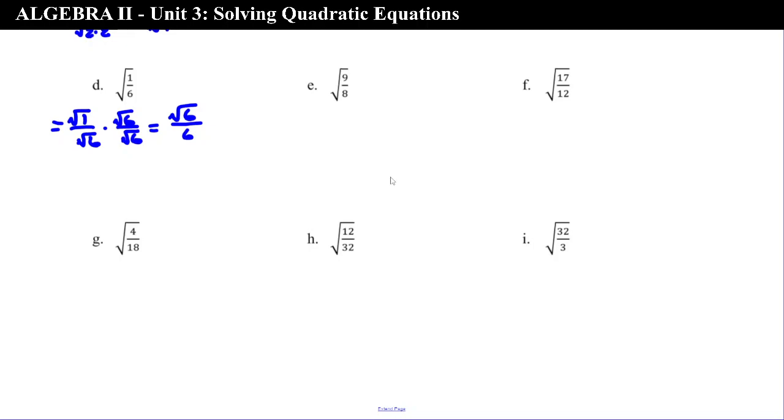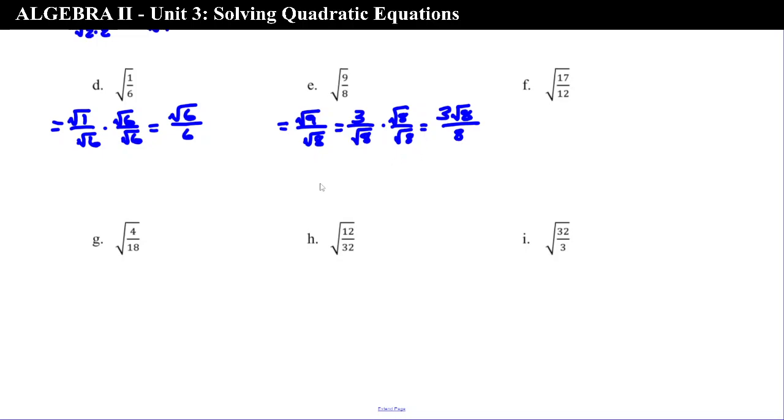In e, we've got a couple of things we can do. We have the square root of 9 over the square root of 8. But you'll probably recognize the square root of 9, well, that's just 3. So we can go ahead and take the square root of that and work from there. We still have the square root of 8 in the bottom. And even though we can simplify it, let's go ahead and multiply the top and the bottom by the square root of 8. That gives us 3 times the square root of 8 on the top and 8 on the bottom.